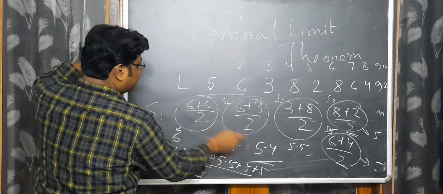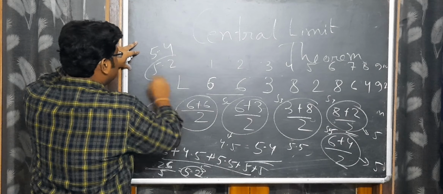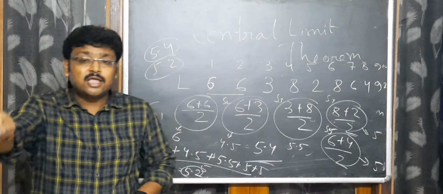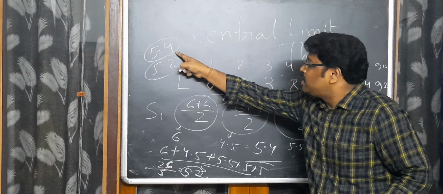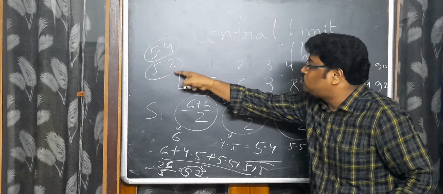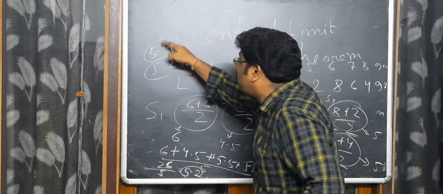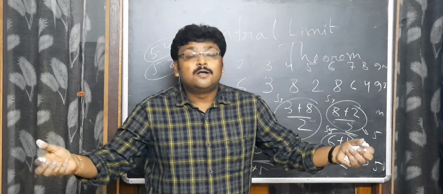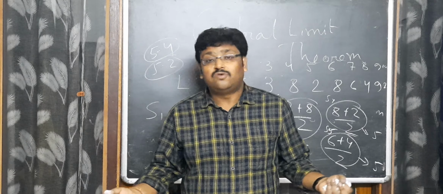Now look, the true mean is 5.4 and the mean of the sample means is 5.2. Without knowing the population mean, you can have an idea about the population on the basis of the sample mean. So this is the idea of the central limit theorem. Thank you for enjoying this lecture.